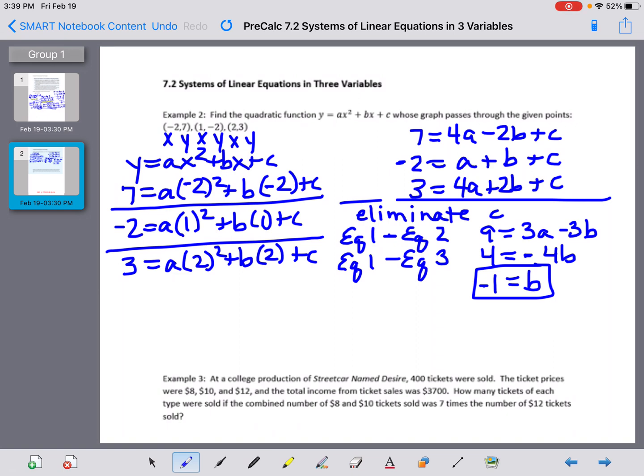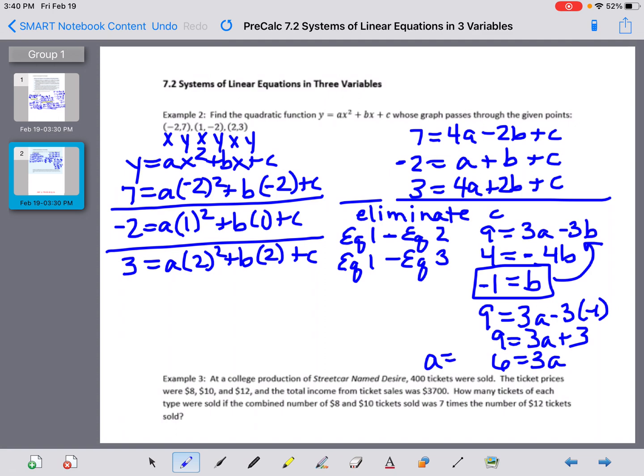Now, I can just plug it back into my other short equation right there. 9 equals 3a minus 3 times negative 1. So 3a plus 3 equals 9. Subtract 3, I get 6 equals 3a, and I get a equals 2. All right, I have one more to find, and that's c. Any equation will work. Because I just have been working with the top, I'm going to work with it. 7 equals 4 times a, which is 2.